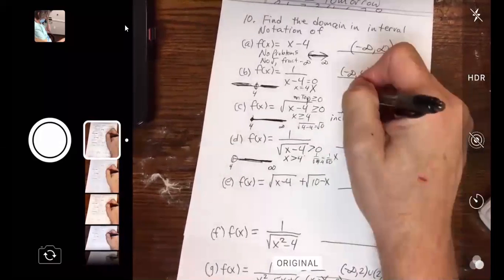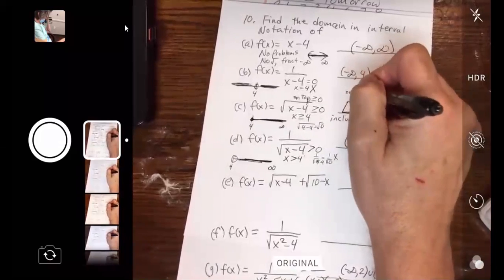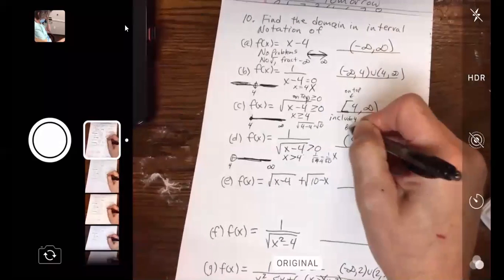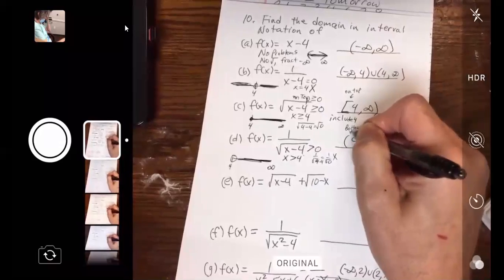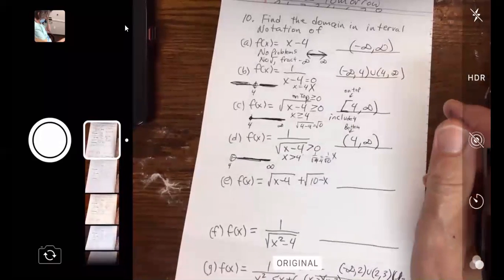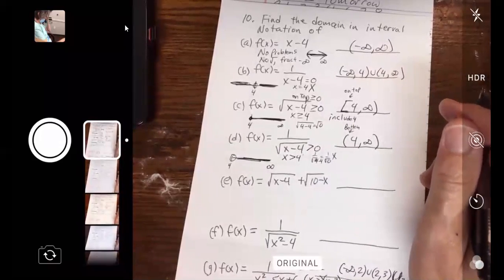So on top, it's a bracket. Bottom, parentheses. Gotcha.